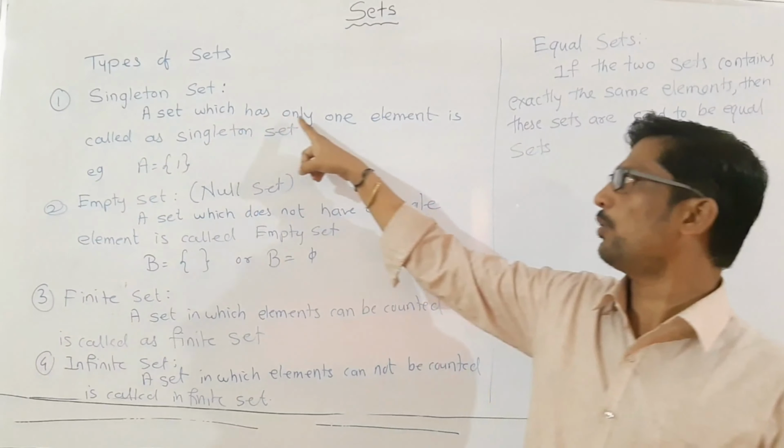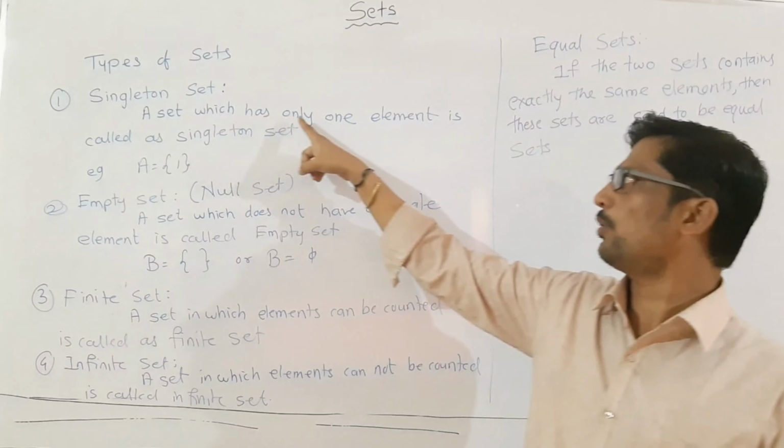So I can write set B as 0, isn't it? Now here the set B contains one element, and that is 0. Since it contains one element, it is not an empty set. Therefore set B is not an empty set. You getting it?